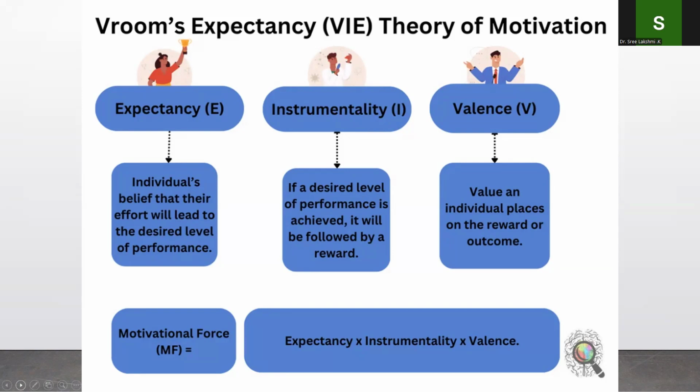Instrumentality: performance leads to outcome. This is the belief that achieving the performance goal will lead to a specific outcome or reward. It is the perceived correlation between good performance and the promised reward. Example: if I get a good grade, I believe my parents will reward me with a new gadget. So it is a belief.